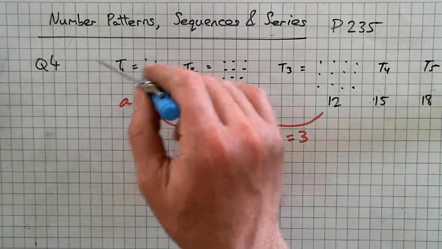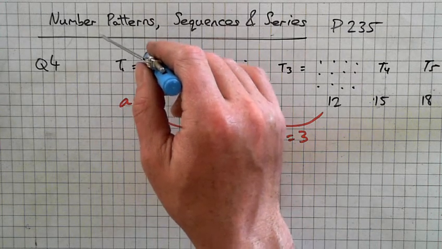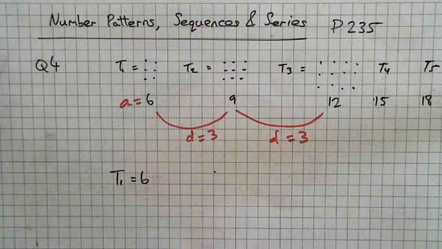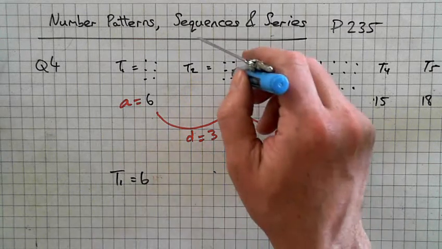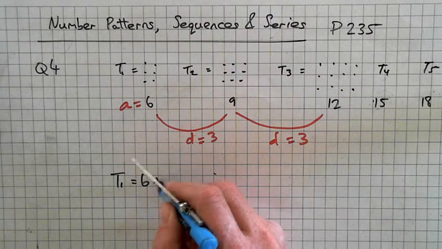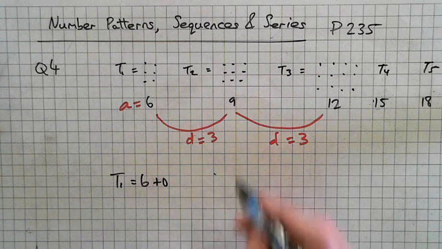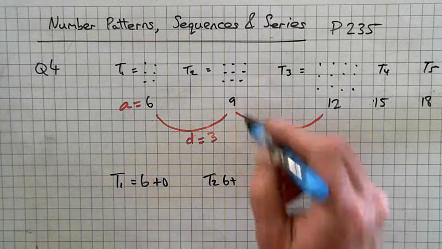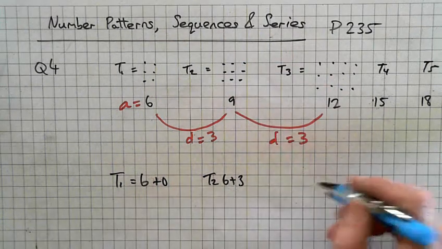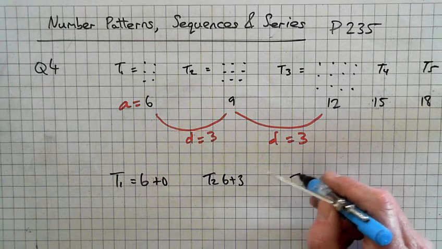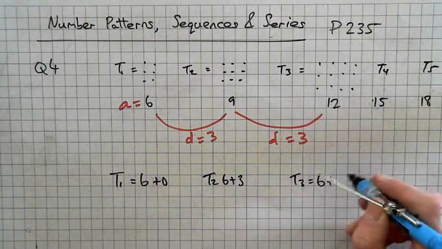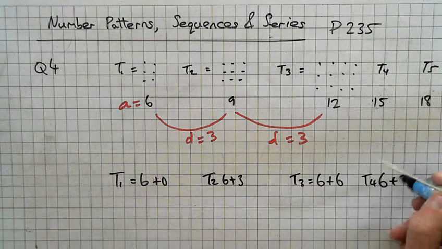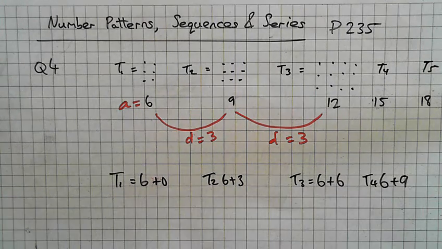Alright, you can have a formula. How many did we start off with? 6. So T1 is equal to 6 plus 0, isn't it? T2 is 6 plus 3. T3 is 6 plus 6. T4 is 6 plus 9. How can I make a formula for that?